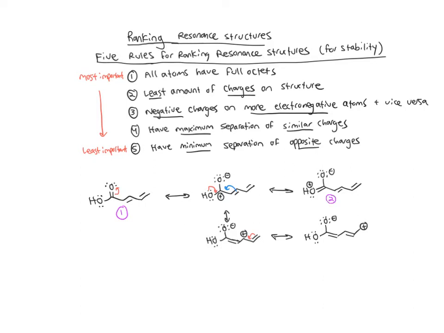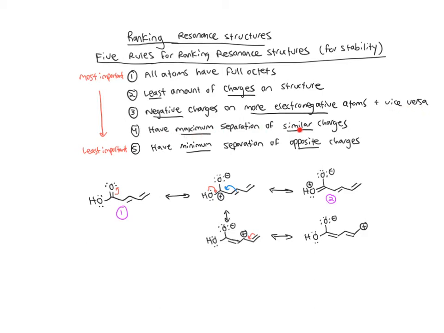Now we have to decide between the other three, which ones are going to come next. We start going down our list because we already said that they don't have full octets. Let's re-examine this second rule because this might help differentiate them at this point: least amount of charges on the structure. We're taking a look at these three that are left, and we have a positive and a negative on each structure, so they each have the same amount of charges. Next, negative charge on more electronegative atoms and vice versa. The positive charge is on a carbon in all cases, and the negative's always on the oxygen. So that doesn't help us differentiate.